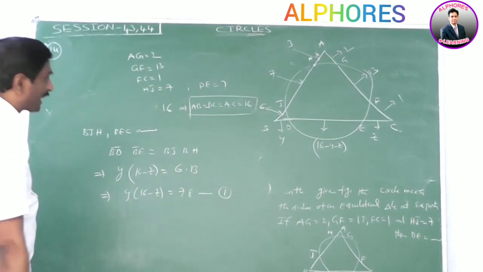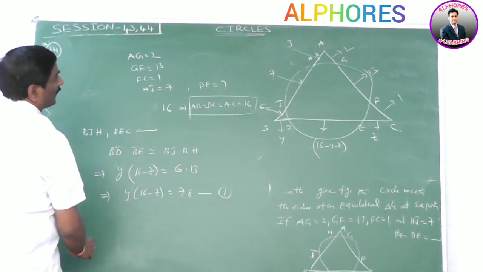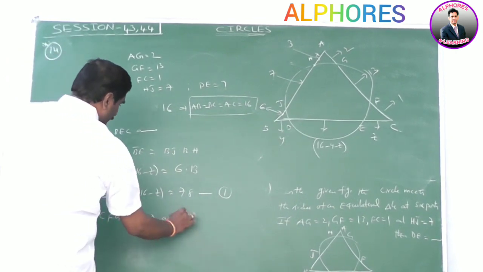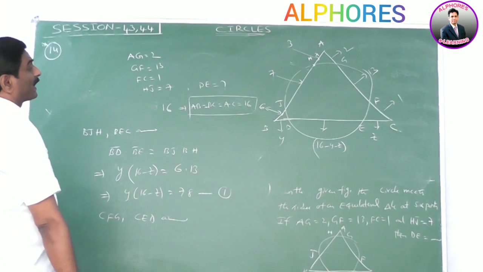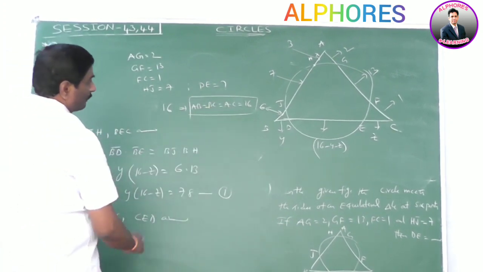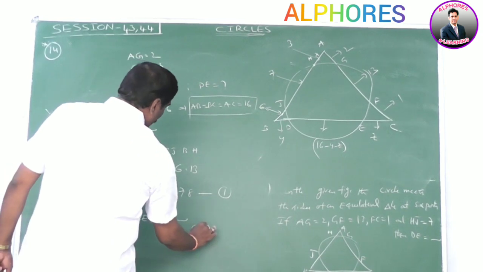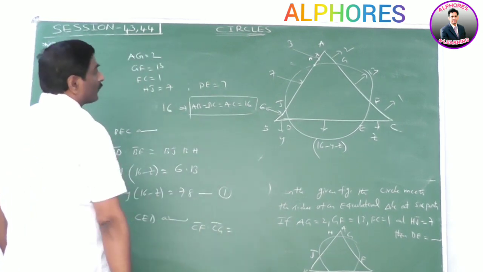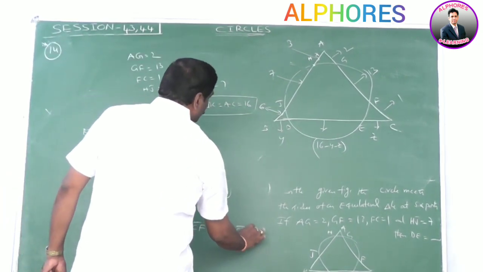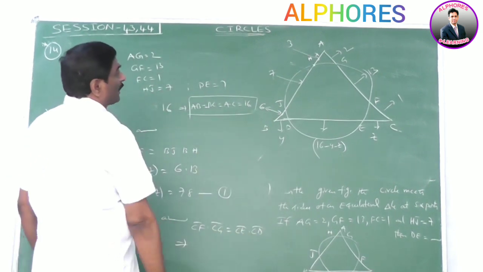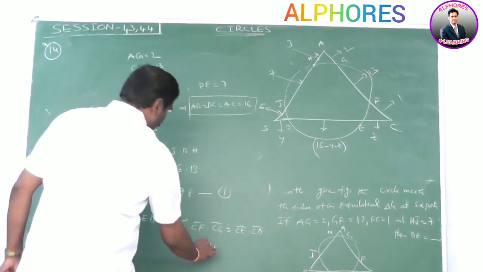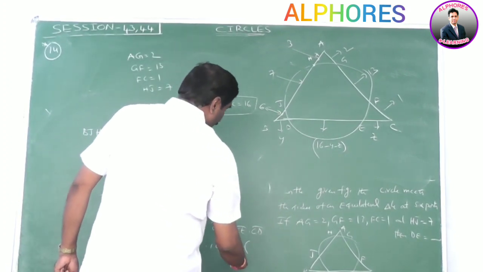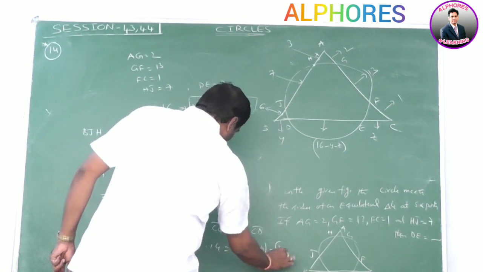Next, similarly, CFG and CED are secant lines. By using that property, CF into CG is equal to CE into CD. CF means 1 plus 13, which is 14, is equal to CE, which is z, into CD, which is z plus 16 minus y minus z, that means 16 minus y. It is equation number 2.